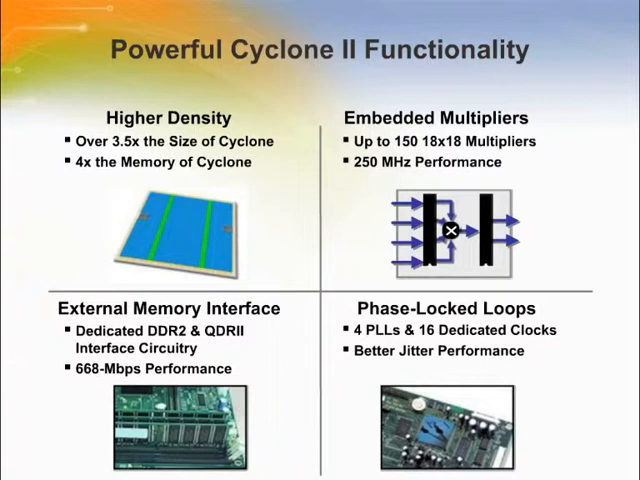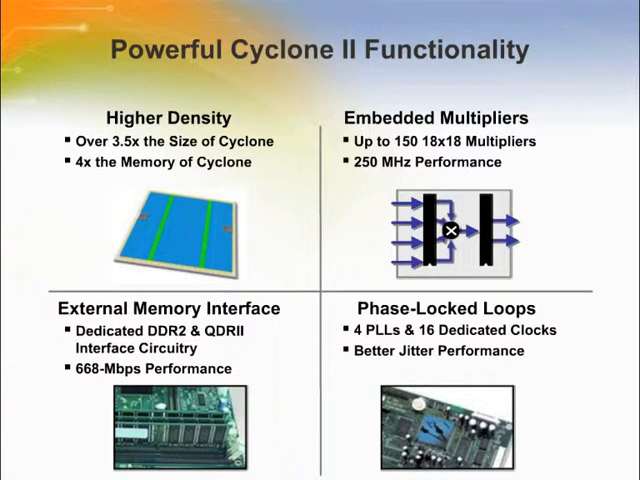The embedded multiplier block can implement up to either two 9x9-bit multipliers or one 18x18-bit multiplier with up to 250 MHz performance. Embedded multipliers are arranged in columns across the device.